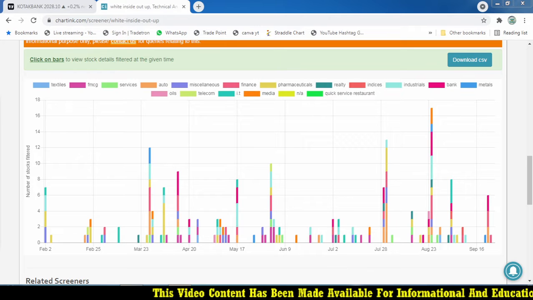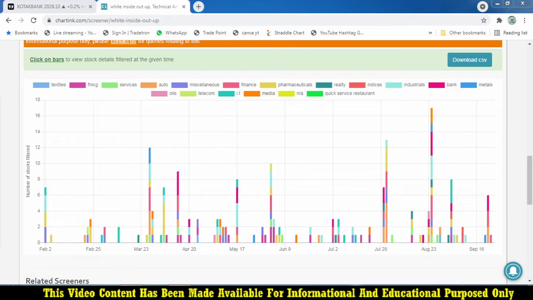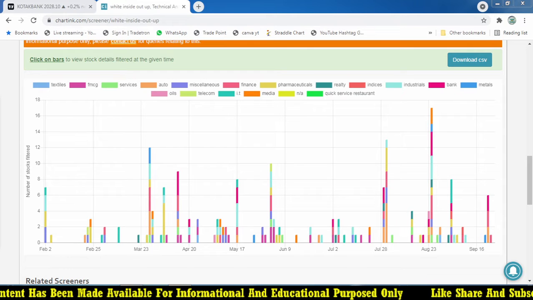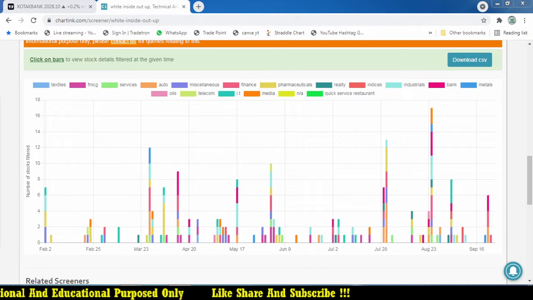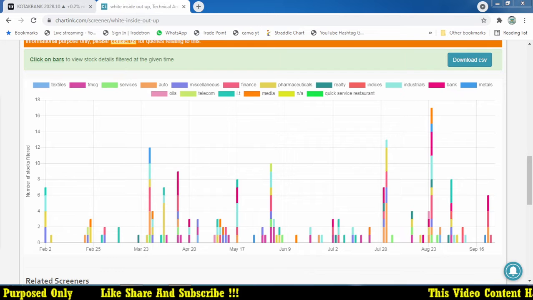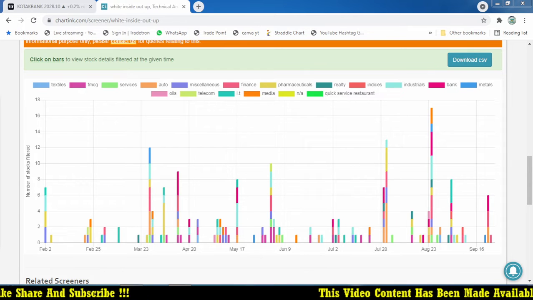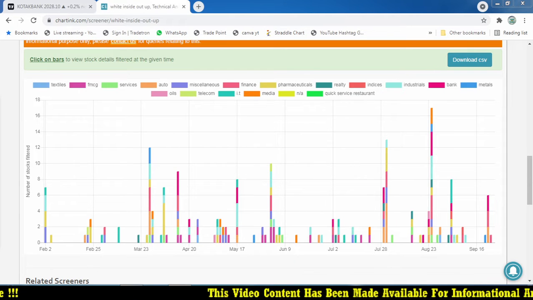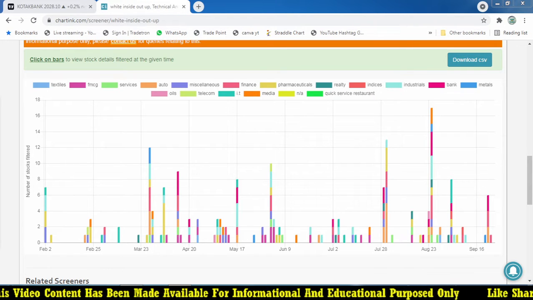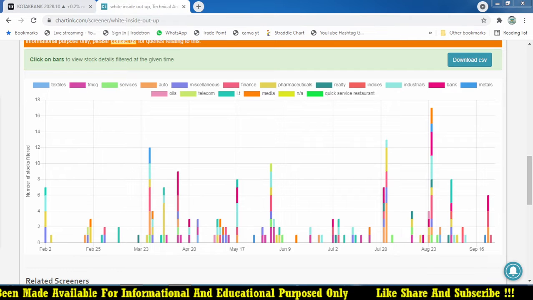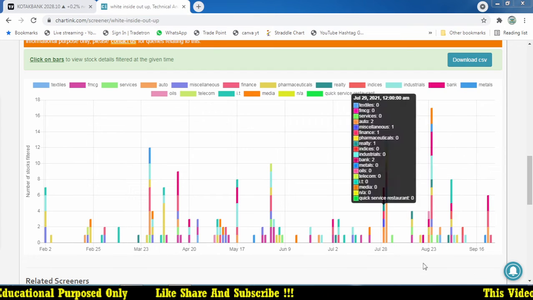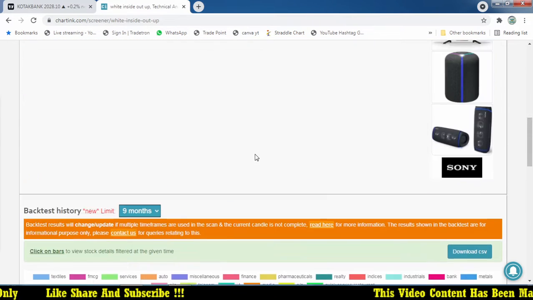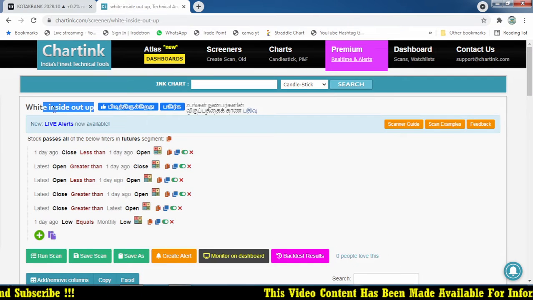This is the backtest result of the scanner which we have created. Today I'm going to discuss another candlestick pattern, the double candlestick reversal pattern, and how it works. In yesterday's video on the Telegram channel, I posted the candlestick pattern that gives the performance result, which is the white inside out candlestick pattern.